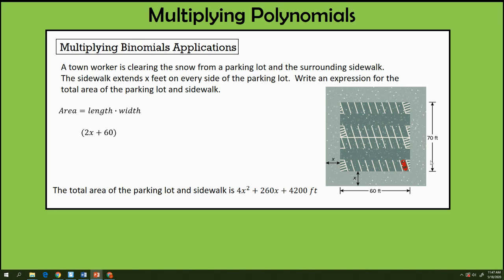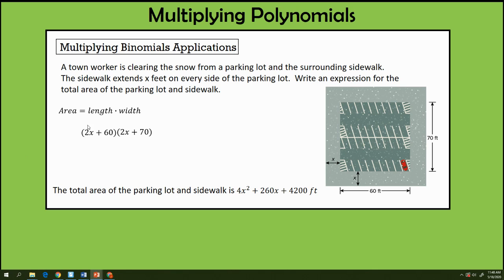The distance across is 2X plus 60. The width, I'm calling this the width here, is going to go X units, 70, and then X. So the full width here is going to be 2X plus 70. So I've represented the length with 2X plus 60 and the width with 2X plus 70. And to find area, I have to multiply length times width. That's a binomial times a binomial, so we need to FOIL.